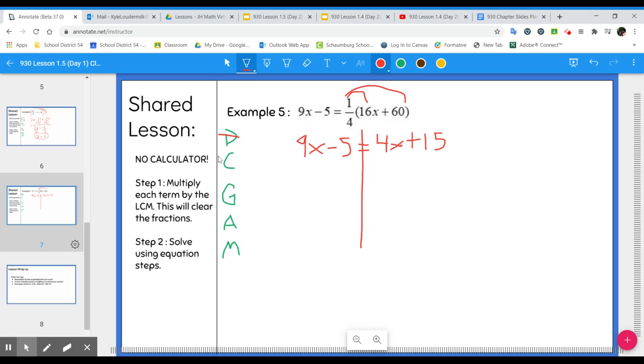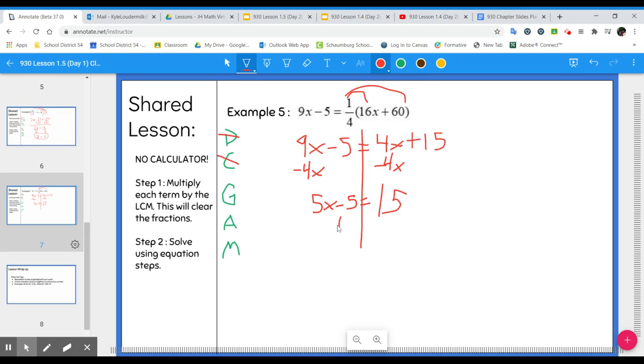So I distributed. I don't need to combine like terms. I do need to get the variable on one side. I talked about it before. We want to find the smaller variable. So we're going to pick on the little variable here. We're going to take away 4x from both sides. Take away 4x. And I get 5x minus 5 equals 15.